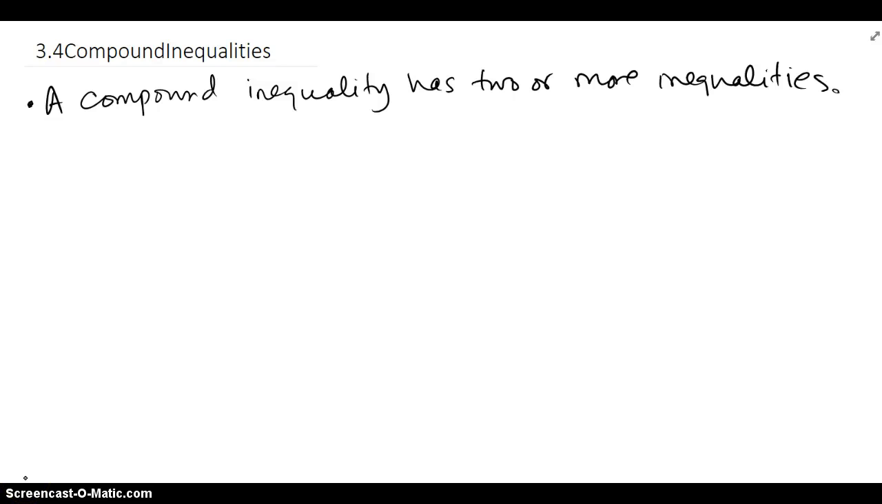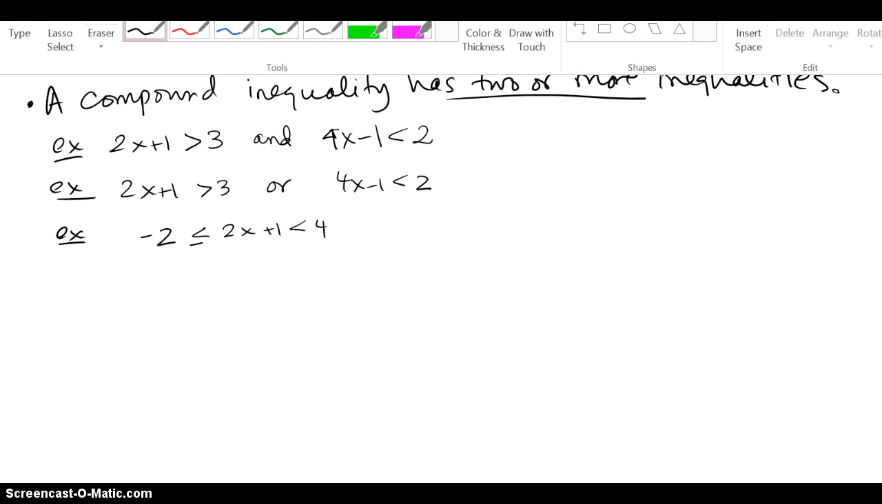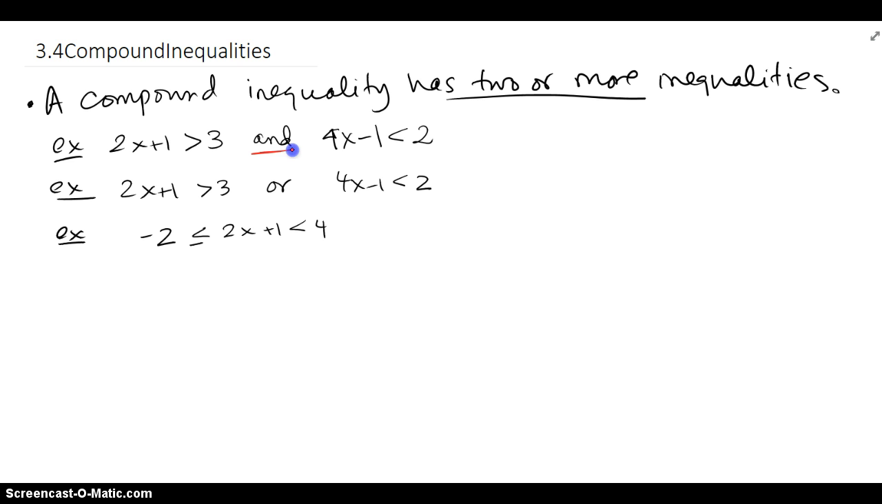A compound inequality has two or more inequalities that come together. For example, I could have two inequalities that come together with the word "and." Whatever solution is true for one, it has to be true for the other one as well, so it has to work for both of them. The solution must work for both, whatever x values you find.